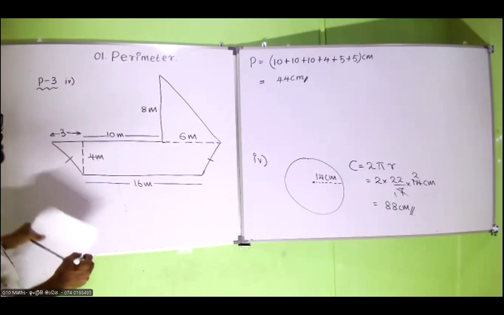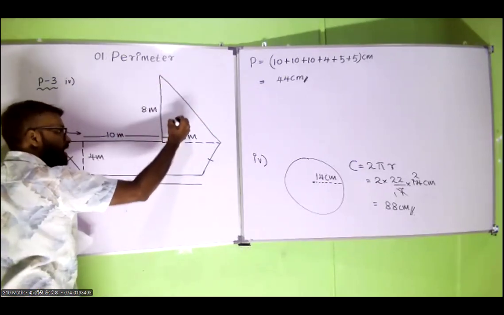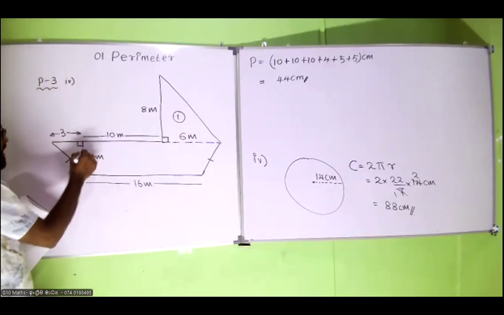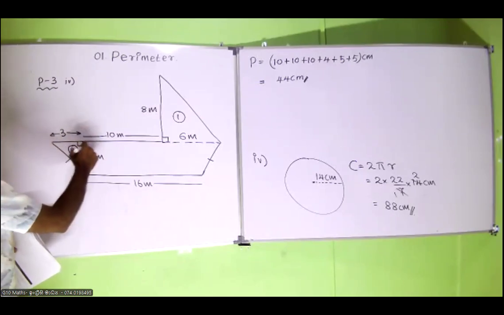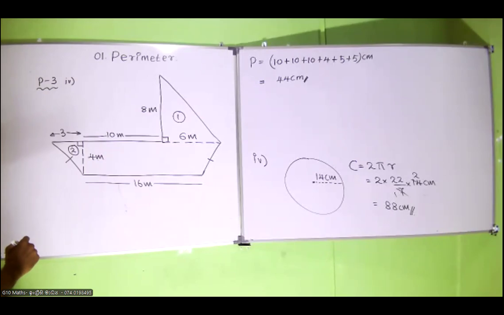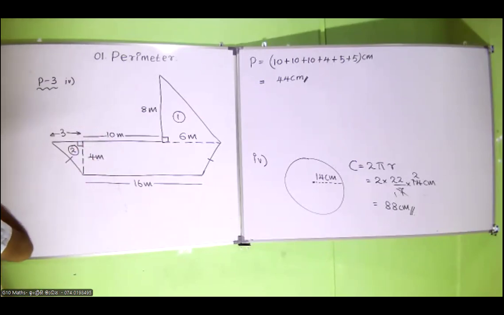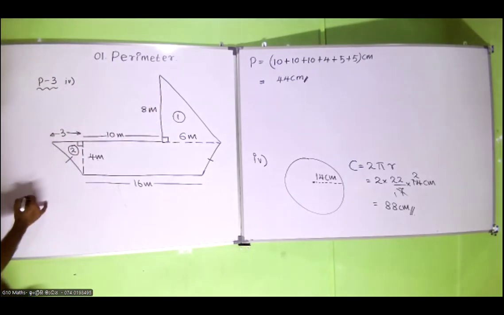Right. Now, I will take this big right angle triangle as 1. This small right angle triangle as 2. This is 1, this is 2. Right? So, I will apply the Pythagorean relationship 2 times, for this one and this one. So, first of all, I will apply the Pythagorean relationship.